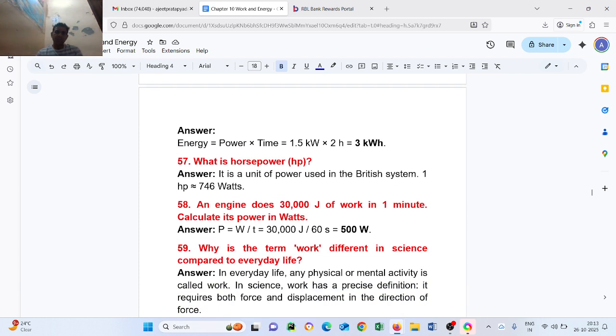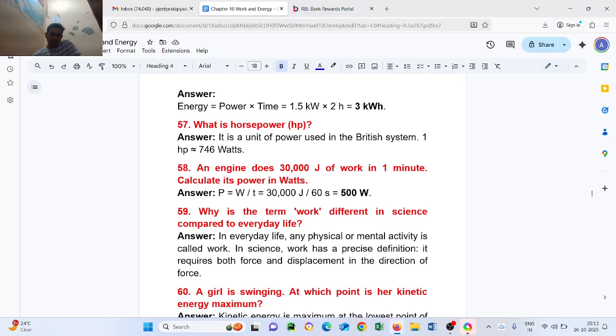Question number 58. An engine does 30,000 joule of work in 1 minute. Calculate its power in watts. P equals W upon t, equals 30,000 joule upon 60 seconds, equals 500 watt.